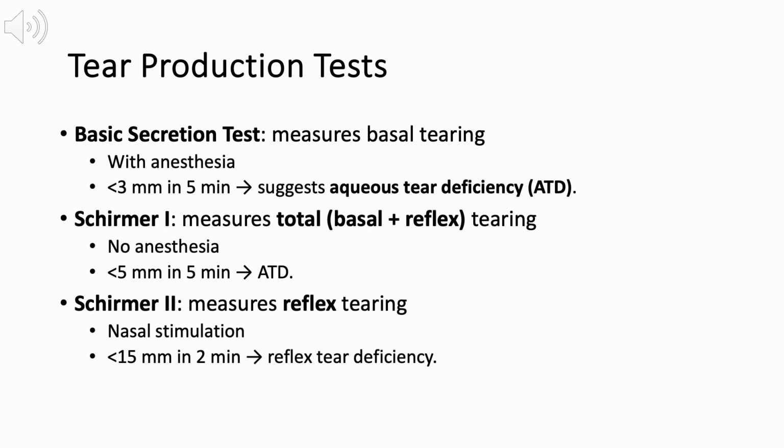The Schirmer 1 test assesses total tearing, including both basal and reflex components, and is done without anesthesia. A measurement of less than 5 millimeters in 5 minutes also indicates aqueous tear deficiency. The Schirmer 2 test isolates reflex tearing by applying nasal stimulation, for example with a cotton-tipped applicator. A result of less than 15 millimeters in 2 minutes suggests reflex tear deficiency.